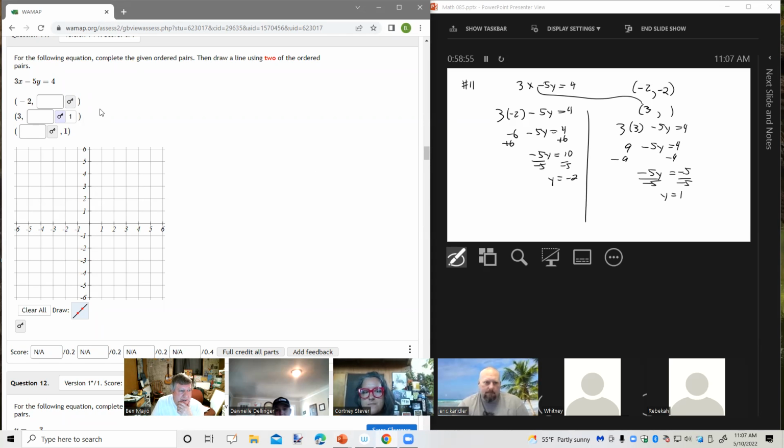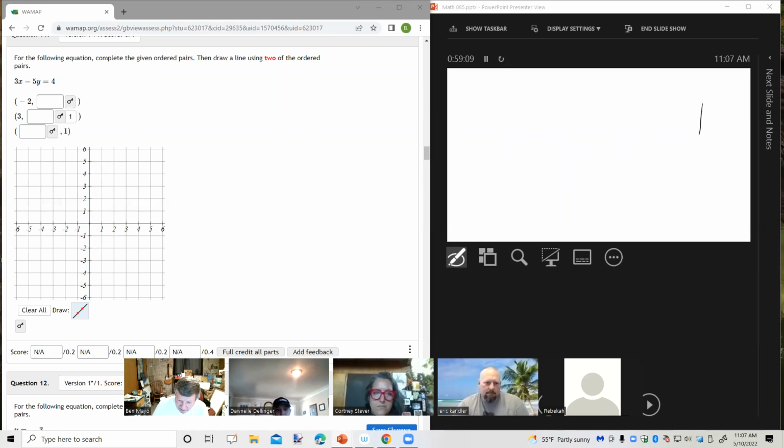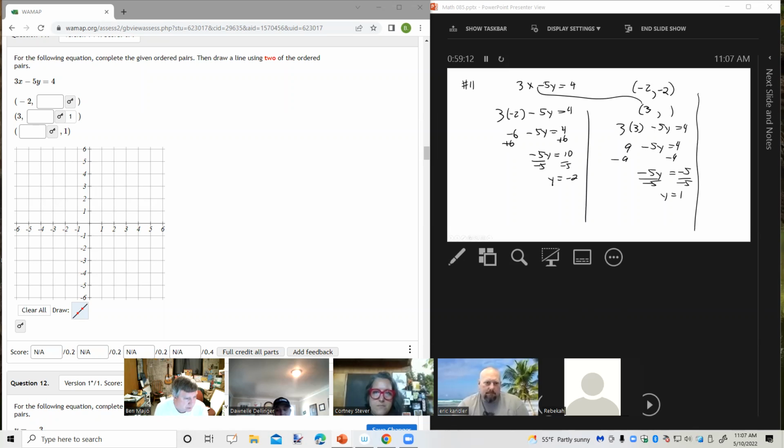All right. Let me ask you this. What do you think this value is right here? 3. It's got to be a 3 because look, we've got 3 comma 1. But you know what? We'll do it the long way. But what I'm saying is it's got to match that other ordered pair, right? So now we've got this ordered pair to complete. So y is 1. So we've got 3x minus 5 times 1 equals 4. 3x minus 5 equals 4. Add 5 to both sides. 3x equals 9. Divide by 3, x equals 3. So basically the second and third ordered pairs are the same point.